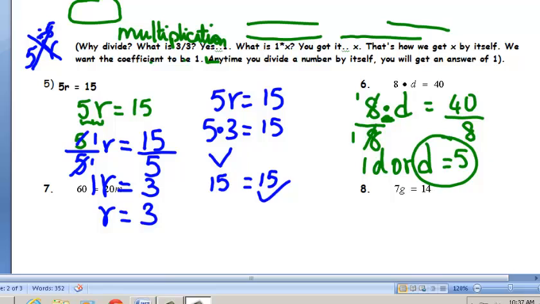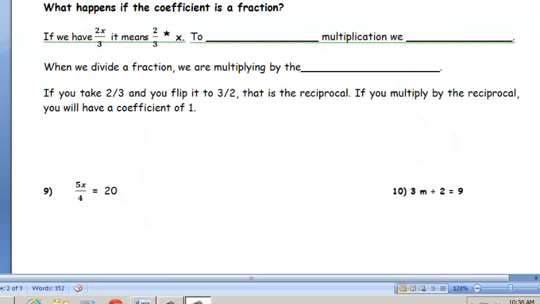So this is your final answer. Let's go back and see if it works out. 8 times d equals 40. 8 times 5 equals 40. 40 equals 40. Yes, it works. Okay, go ahead and finish 7 and 8.